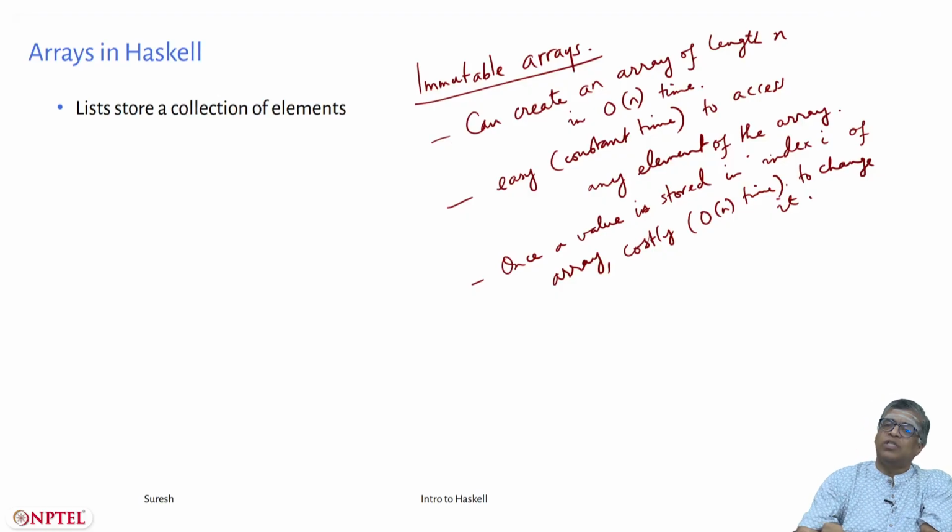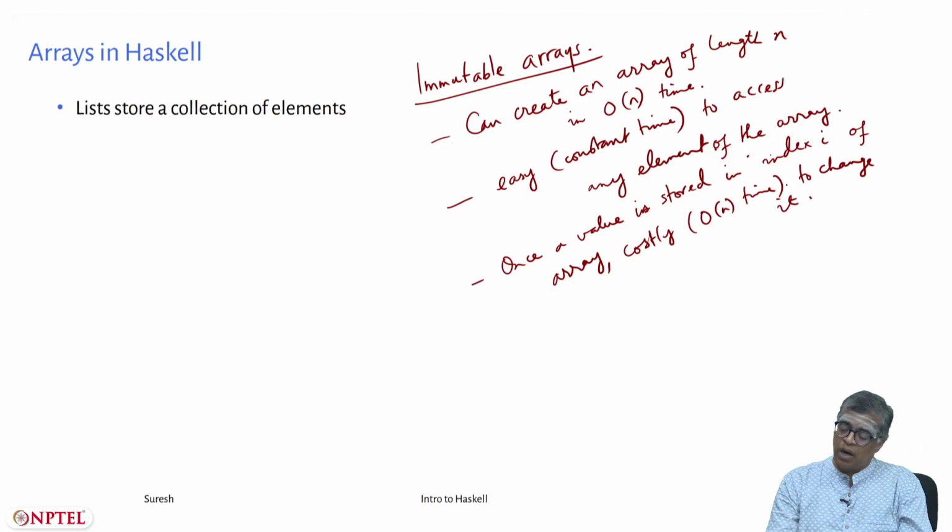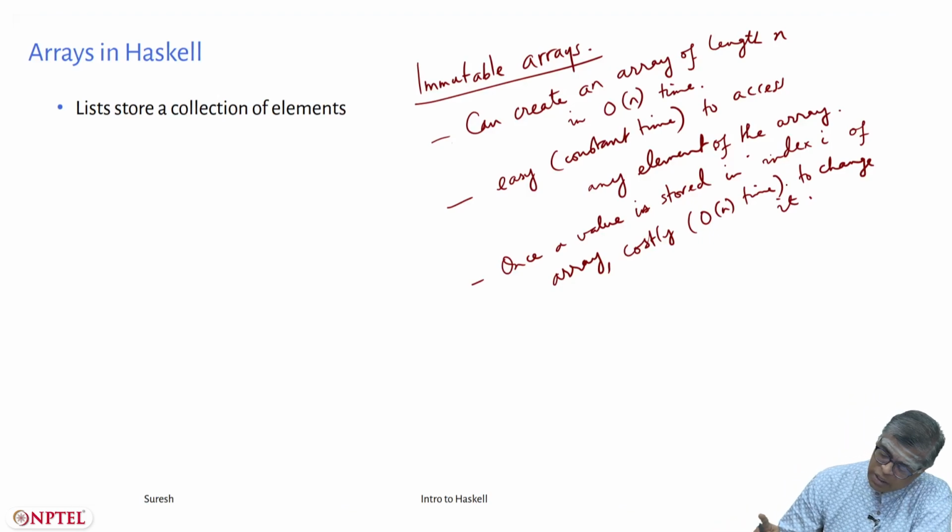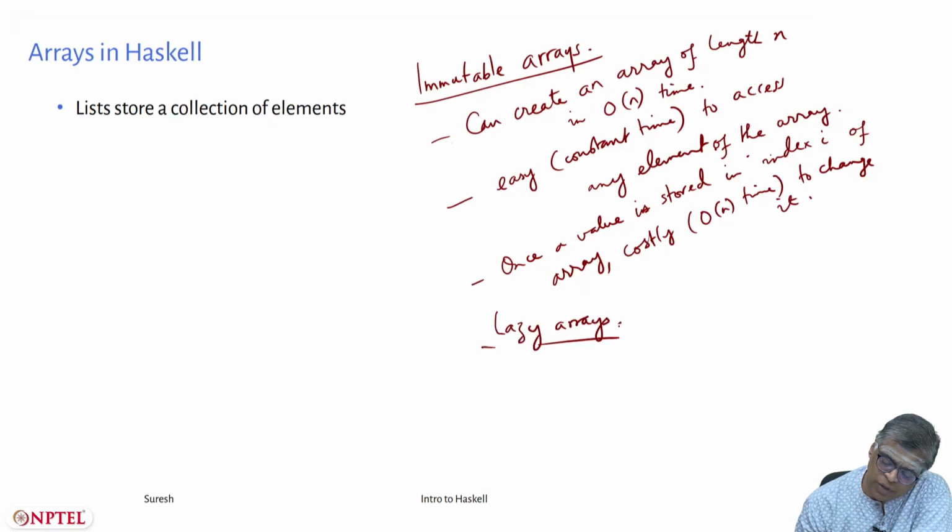But we will see that there are lots of problems for which all you require is constant time access to the elements. You do not necessarily require to modify the value once it has been defined. And Haskell also has what are called lazy arrays, which offers you a lot of flexibility in how you define the elements of the array in the first place. So all these are properties. Let us now look at some of the details of arrays in Haskell.